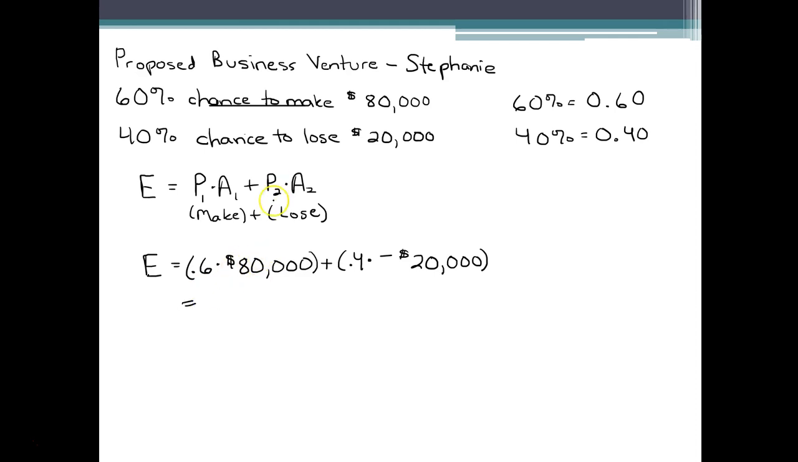So you have 0.6 times positive 80,000, which will give you 48,000. And 0.4 times negative 20,000, which would give you negative 8,000. Combine the two: 48,000 minus 8,000, and you get 40,000. And we're dealing with money, so it's $40,000. Okay, so that's her expectation.